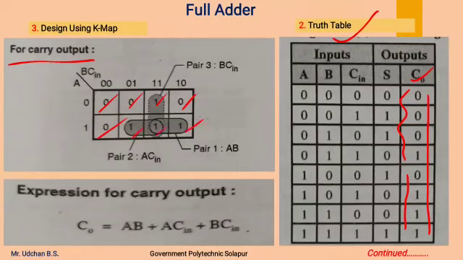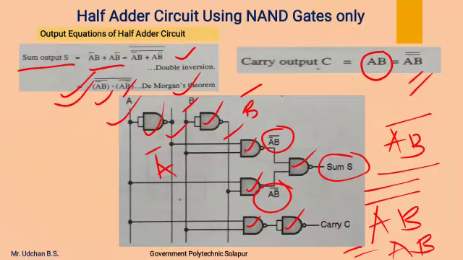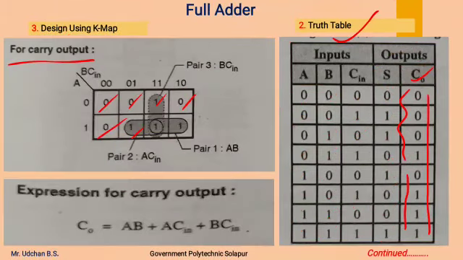Now here we are going to find again octet, quad or pair. Octet is not possible, quad is also not possible. So here there are 3 pairs which we can observe easily. This is the first pair, this is the second pair, and this is the third pair. For each pair a term is written and their addition is written over here. So the carry output is AB plus AC in plus BC in. This is how we get the equations of output variables, that is sum and carry output.